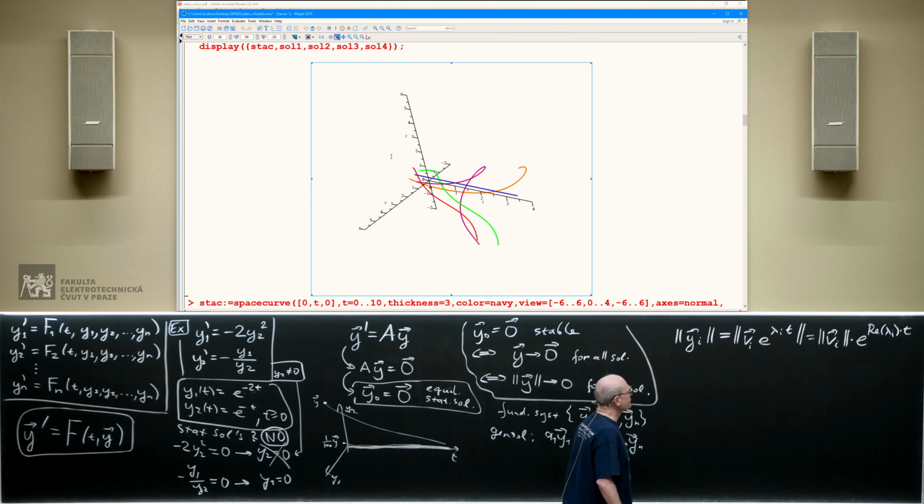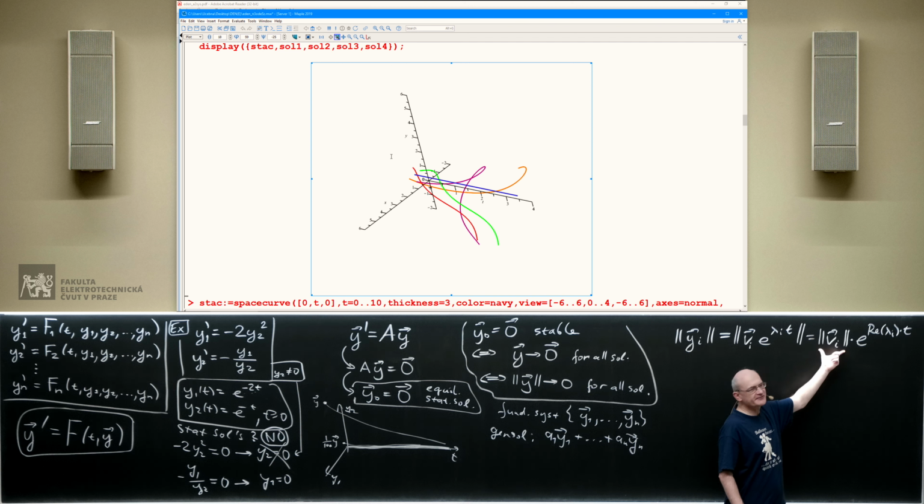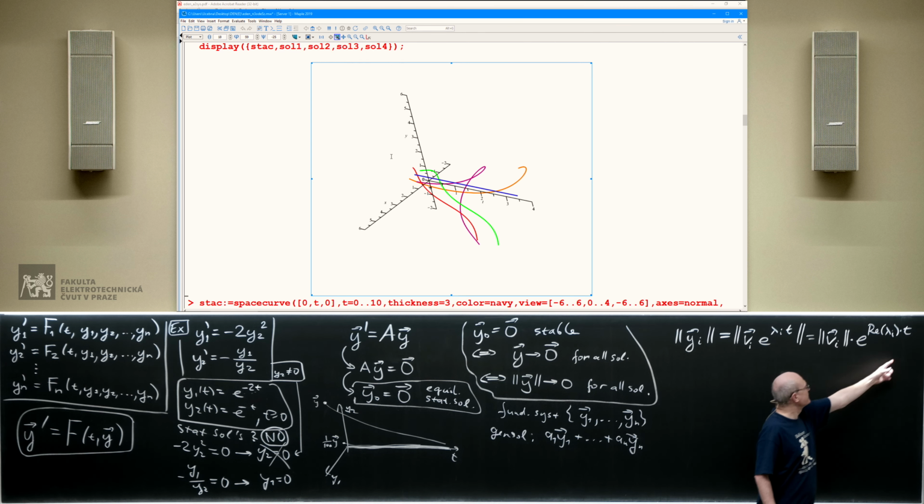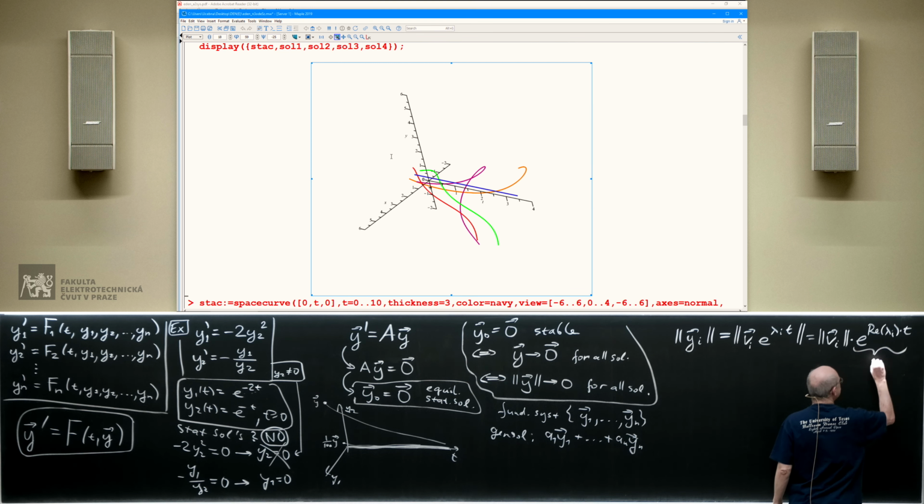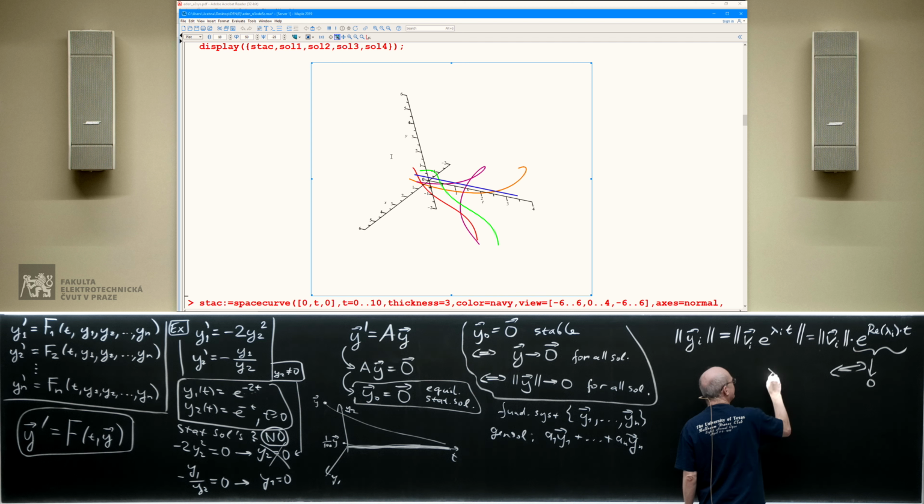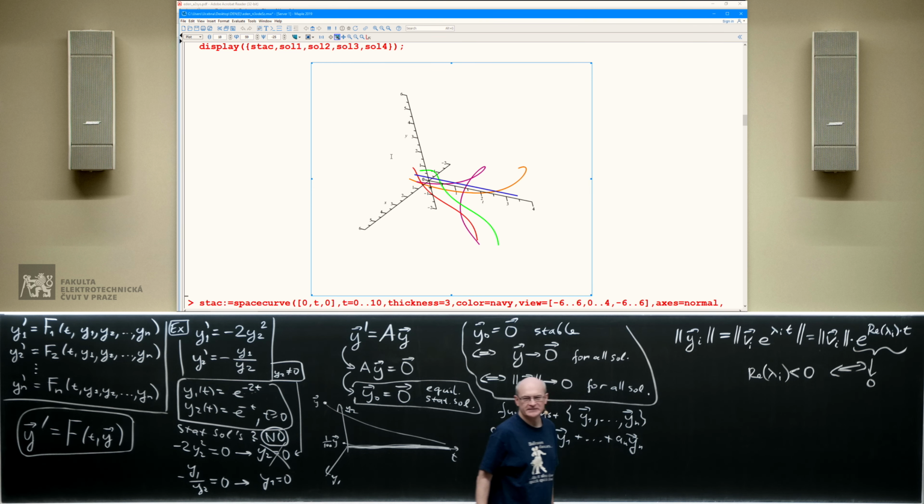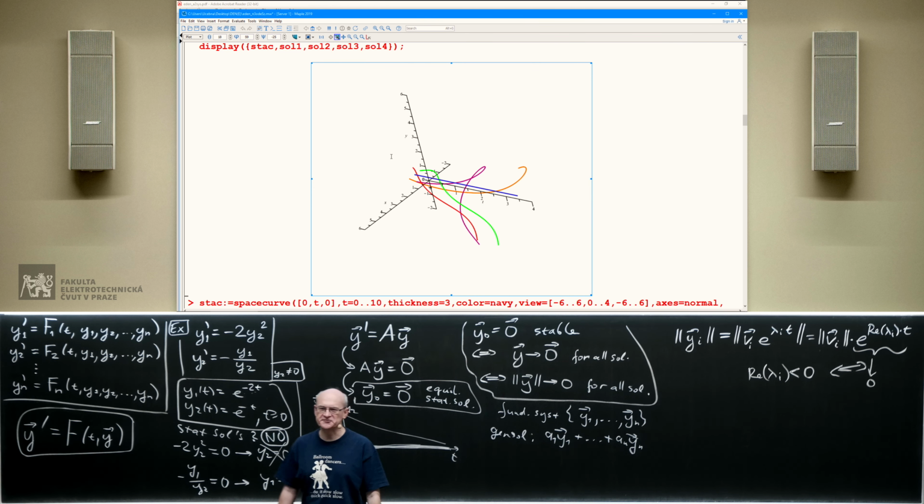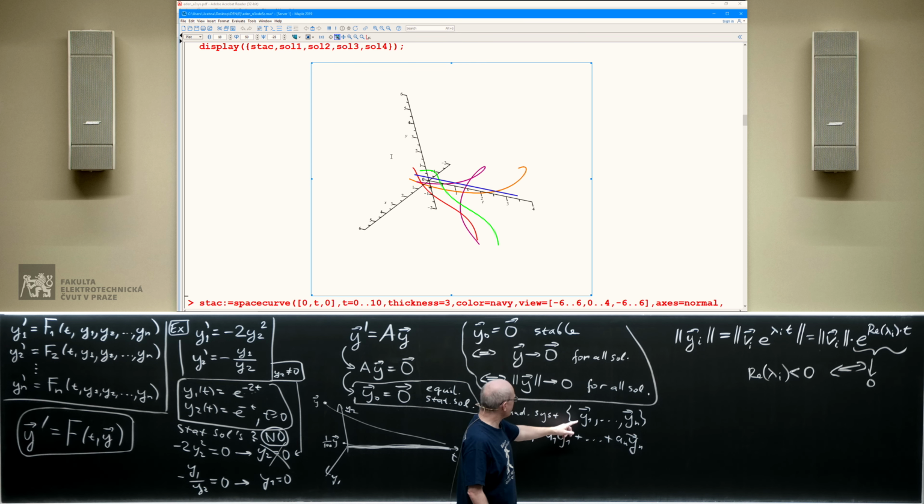When does it happen? Well, this is a constant eigenvector. This doesn't change. T goes to infinity. If this exponential is to go to zero, then we need to require that lambda, or its real part, is negative. Otherwise, it will not go to zero. And we need this for all vectors in our fundamental system.